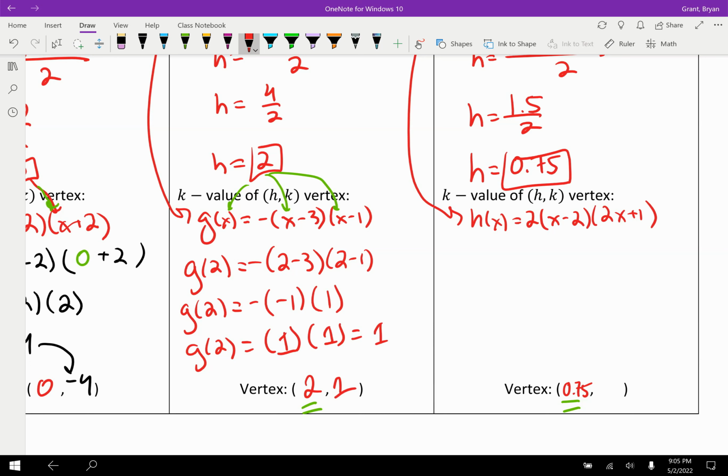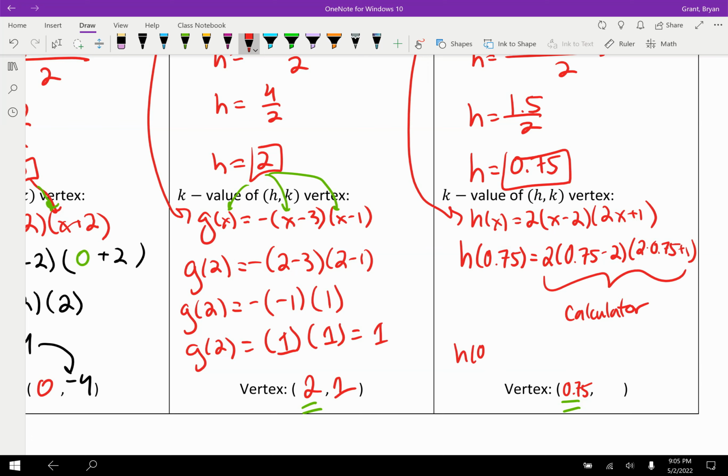Last but not least, some 0.75 stuff. You might just want to do this one in your calculator. That might be much easier. 0.75 minus 2 times 2 by 0.75 plus 1. Right, and just write yourself a nice brief note. You can do this in your calculator. Okay, and when you do it, what should you get?